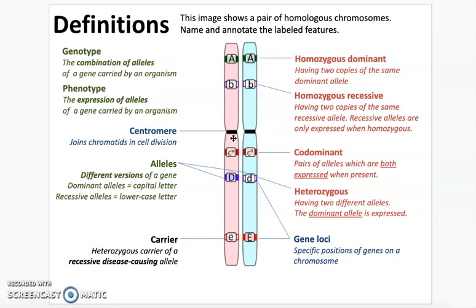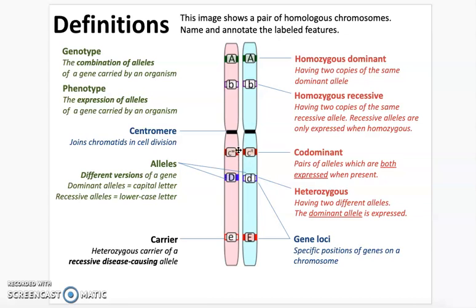Now, if you look over here to the only thing we haven't talked about yet, you've got a codominant pair of alleles right here. And we're going to be talking about that later, so I want you to think about it later. Do notice the notation here.